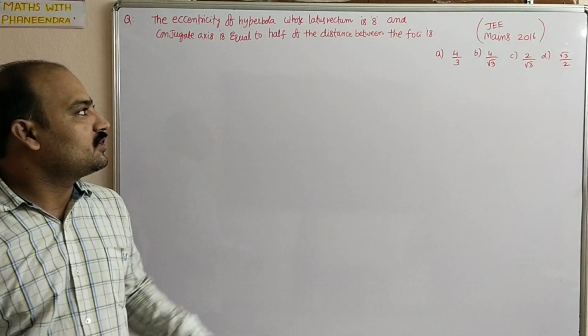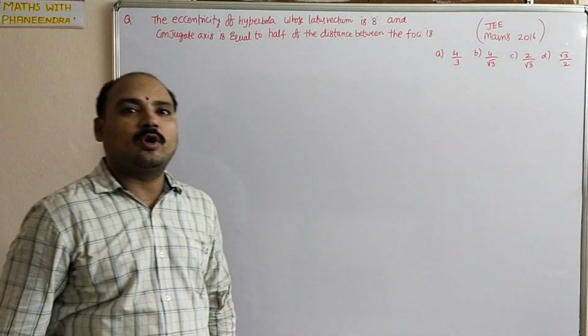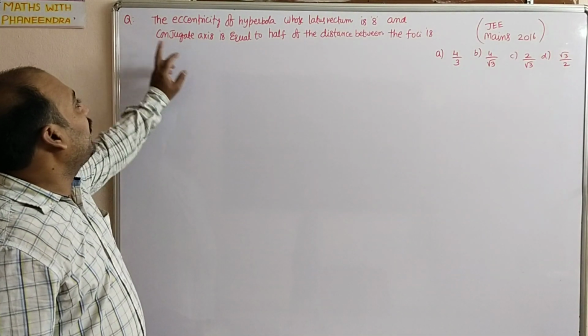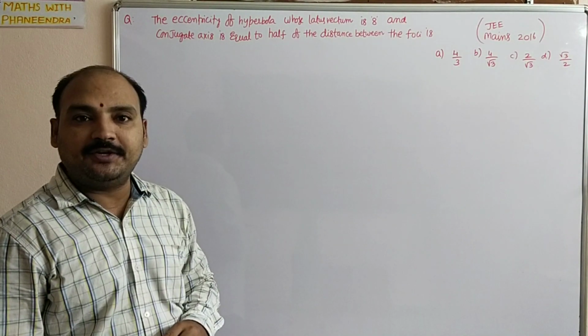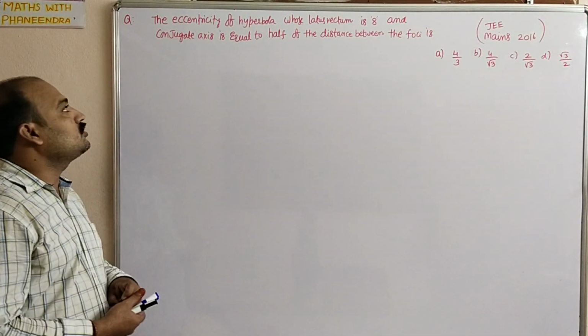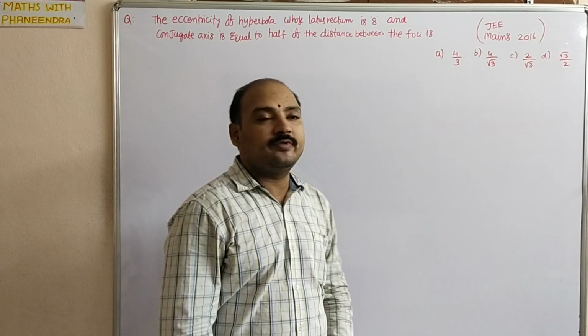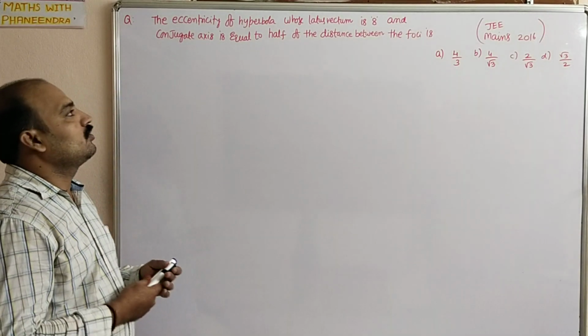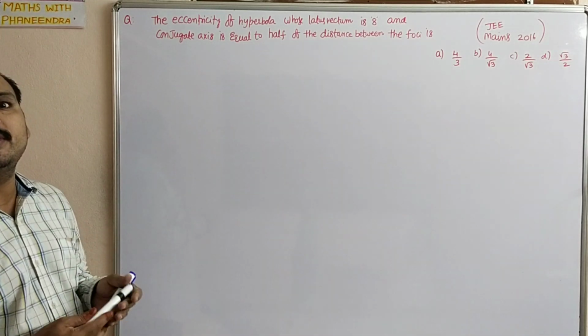The next question, which is given in JEE Mains 2016, a direct question, not an online question. The eccentricity of the hyperbola whose latus rectum is 8 and the conjugate axis is equal to half of the distance between the foci. So the eccentricity of the hyperbola whose latus rectum is 8.